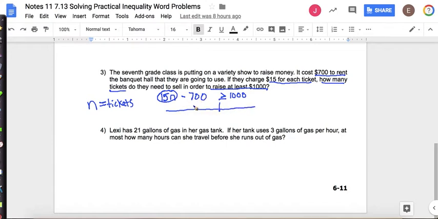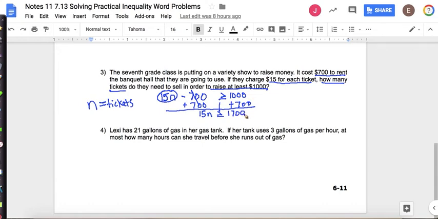What's the opposite of subtracting 700? Good, adding 700. So cancel out the 700s. Bring down your 15n. And 1,000 plus 700 is 1,700.